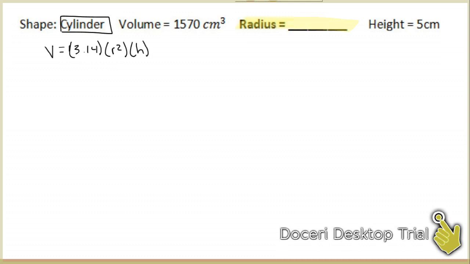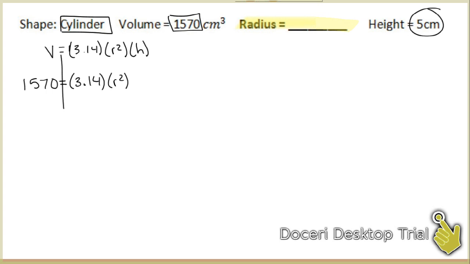Now we're going to fill in what we know from our problem. They gave us the volume of 1,570, so we're going to fill that in. 1,570 was the volume. That equals, now remember, pi is not changing, so we're going to keep that as 3 and 14/100. The radius we don't know yet, so we're going to leave that as r squared. And then we do know that the height up at the top is 5 centimeters, so we can bring that back down over here and put 5 into our equation.